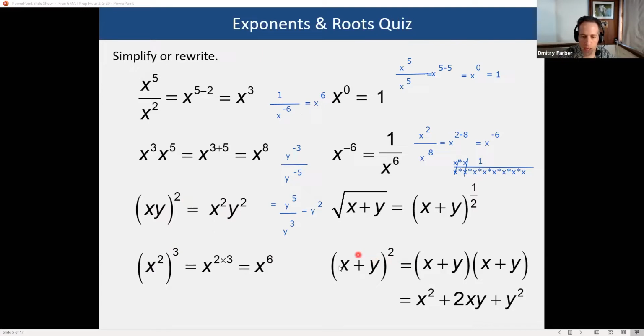I want to just be careful not to distribute over addition with an exponent. I want to multiply and FOIL it out. This is your common quadratic pattern that you want to see. So be very careful. You don't just square this and square that. You can do that with multiplication. You can't do that with addition. In that sense, it's kind of the opposite of the distributive property.